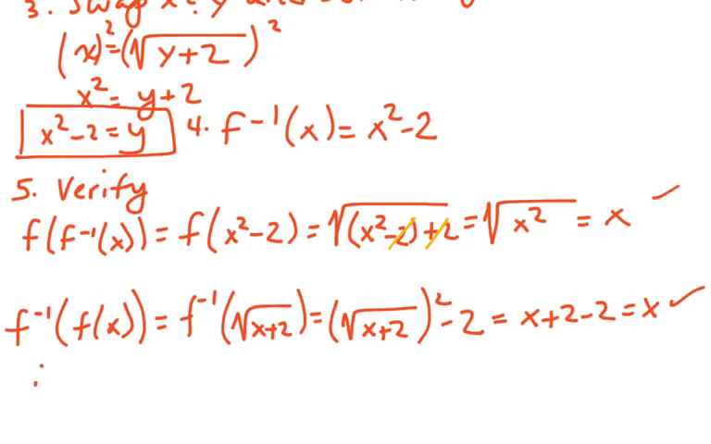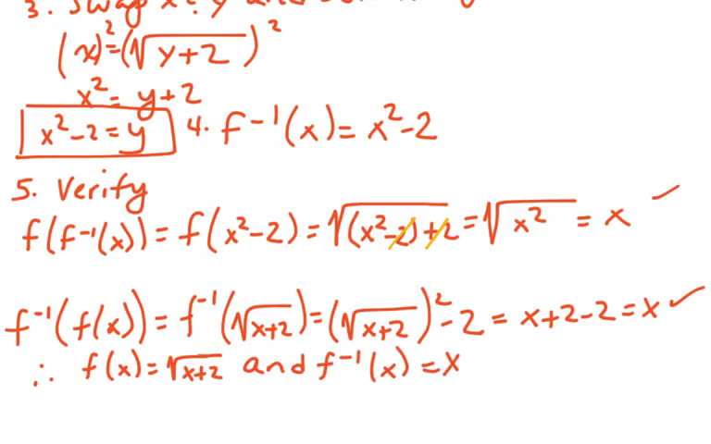So therefore, f of x, which is equal to the square root of x plus 2, and f inverse is the one we found correctly. So we verified it. Okay, that's it.